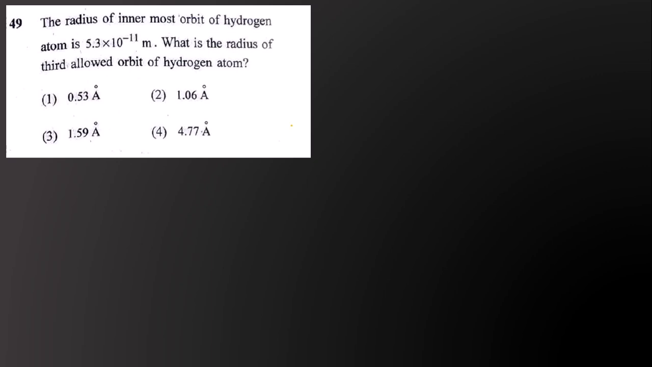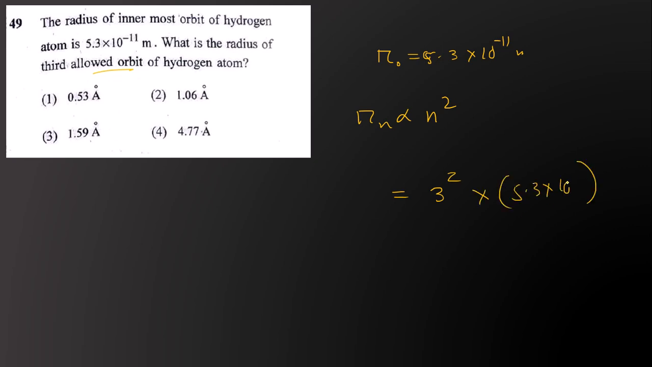This question says that the radius of the innermost orbit of the hydrogen atom, which is also called the Bohr radius, is equal to 5.3 into 10 power minus 11 meter. We are supposed to calculate the radius of the third orbit. So we know that radius is proportional to n square. So this will be equal to 3 square multiplied by the corresponding value, 5.3 into 10 power minus 11. So 9 into 5.3 into 10 power minus 11. So 9 into 5 is 45. So the nearest answer is this one.